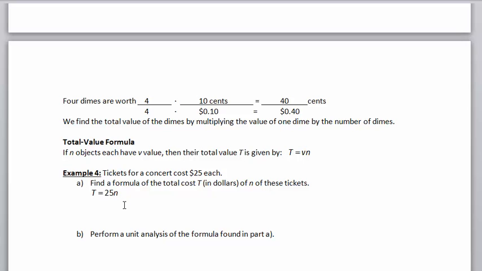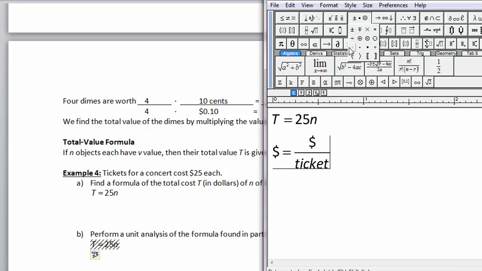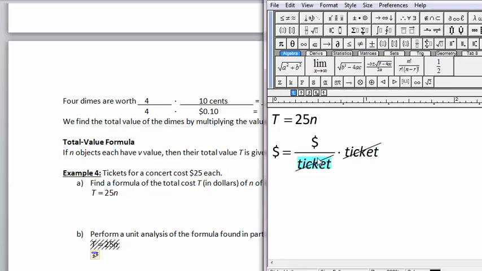Let's perform a unit analysis on that formula. The units on T are dollars. The units on 25 are dollars each, or dollars per ticket. I can write that as a fraction in dollars per ticket. And the value on N is the number of tickets, so the units on that would be tickets. When I multiply these together, since I have tickets across the top of my fraction and tickets across the bottom of my fraction, tickets will cancel and leave us with dollars equal dollars, so the unit analysis is going to work out.